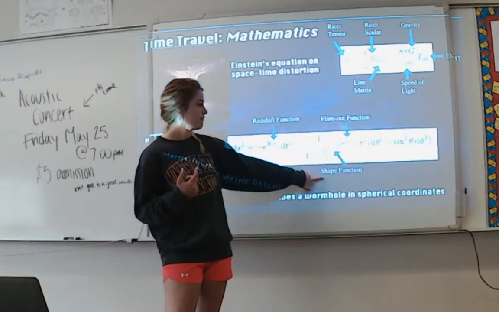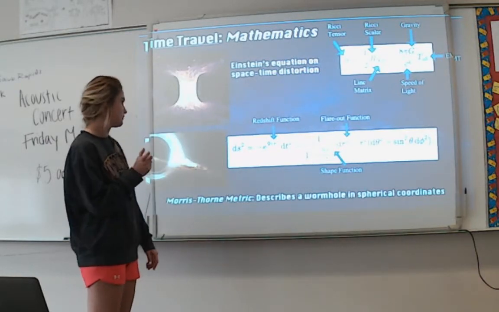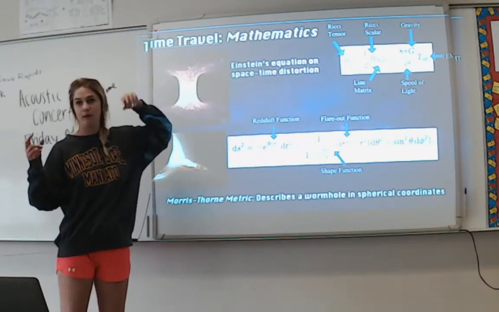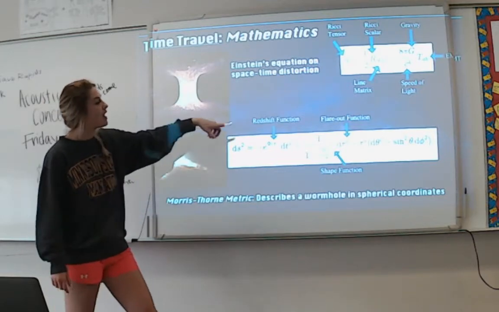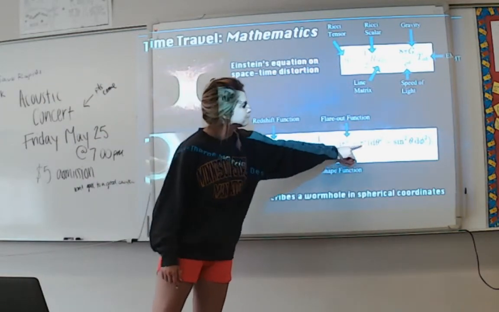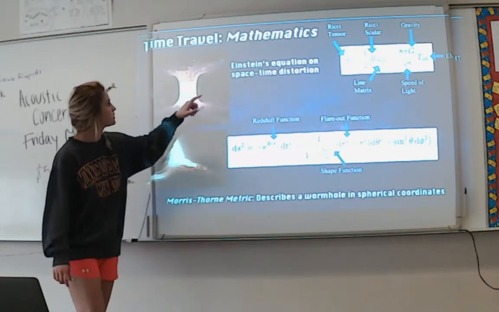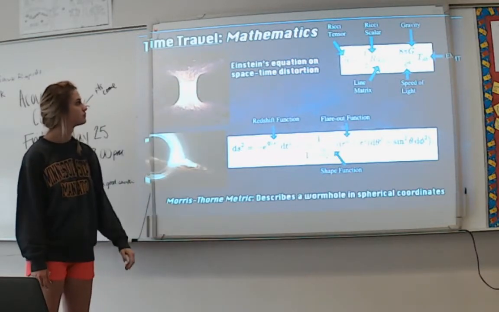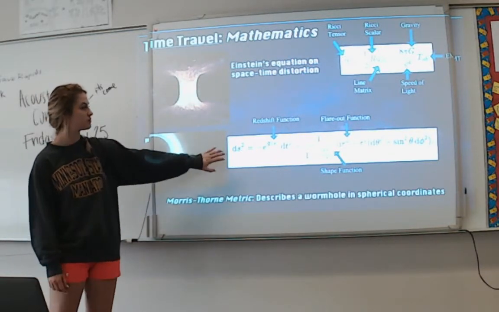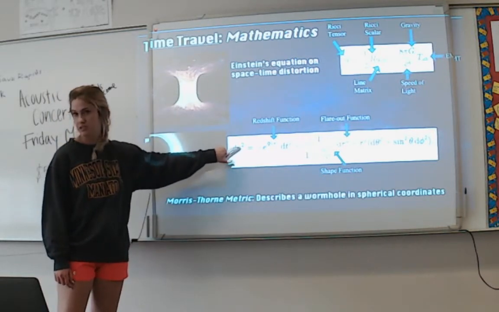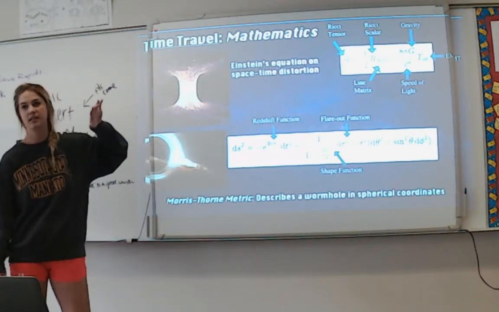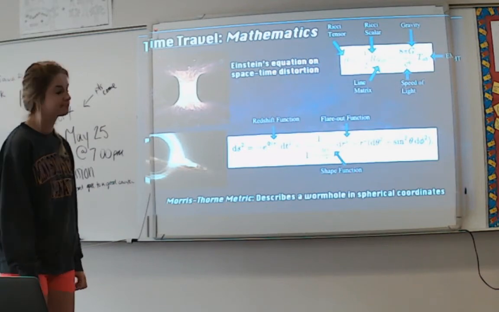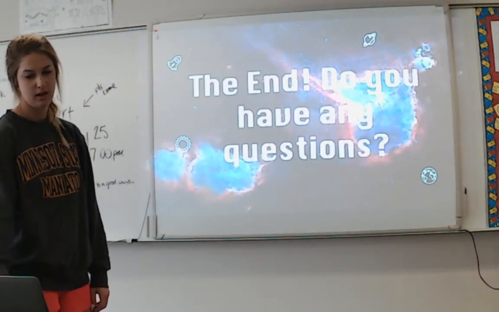And then B of R is the shape function. This is the variable that calculates the shape in spherical coordinates of what they call the mouth of the wormhole on both sides. And then R in any of these variables is called the flare-out function, which describes the throat of the wormhole, which is this part right here. This one is more specific to wormholes as it has 2 sides that they have to take into account, and it's based off of that original equation. And that is it. Do you have any questions?